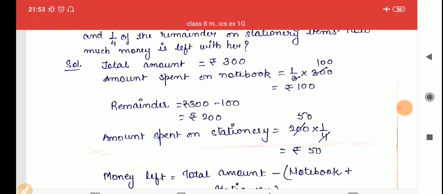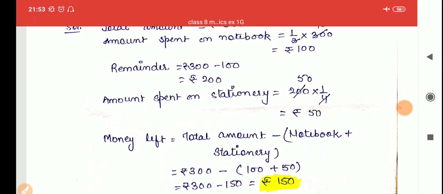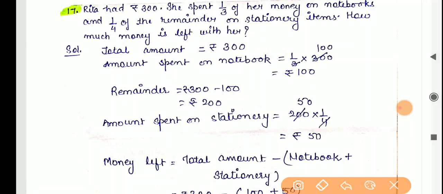Okay, so here the total amount is equal to 300, and the amount spent on notebooks is equal to 1/3 of 300, because here it is saying 1/3 of her money. So the total money was 300 and the 1/3 part is spent on notebooks, so 1/3 of 300 is 100 rupees. Then the remainder and 1/4 of the remainder. What will the remainder be? From 300 we deduct what has been spent on notebooks. Okay, we will deduct the amount spent on notebooks, so 300 minus 100 will be 200.